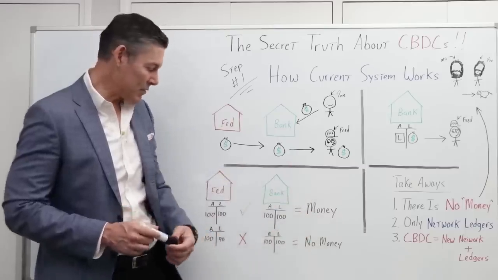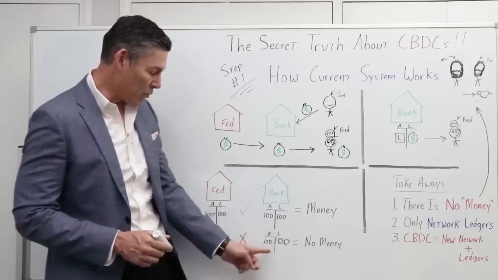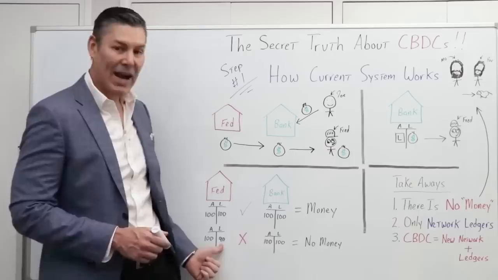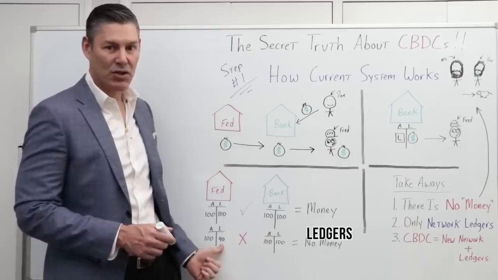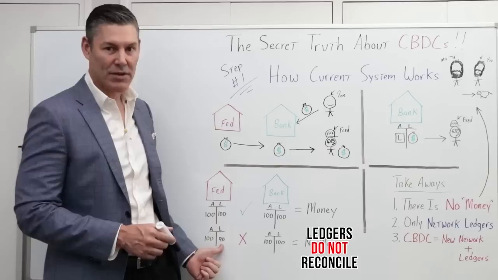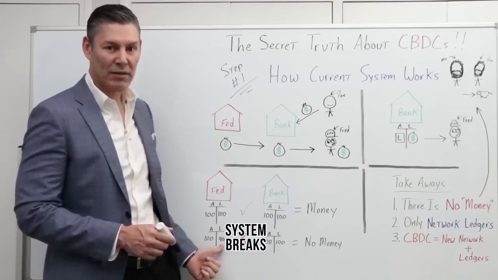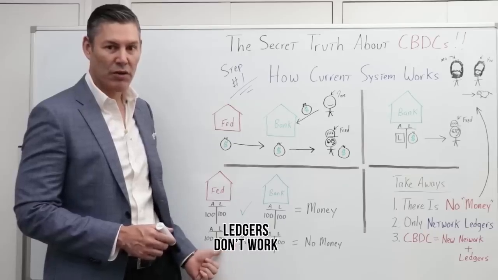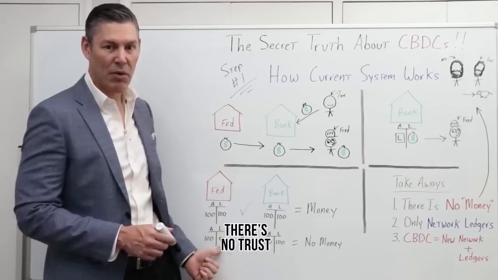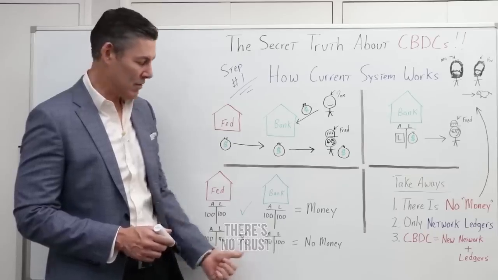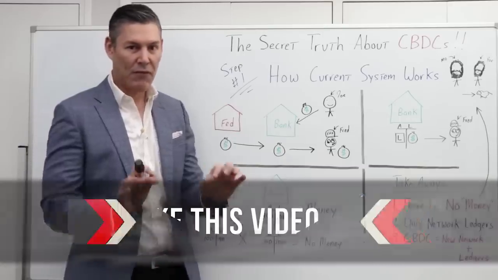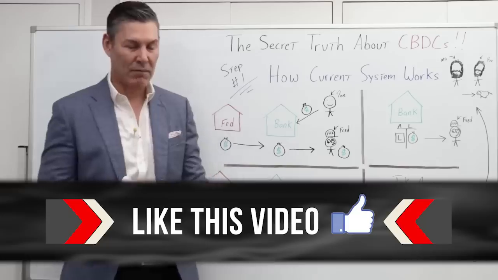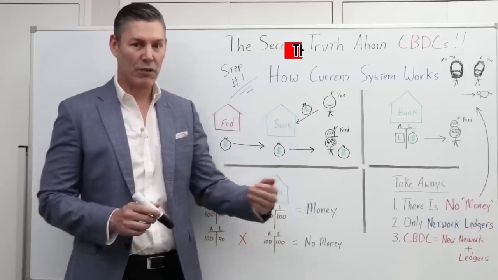But what happens if we have 100, 100, and 90? Now, all of a sudden, the ledgers do not reconcile. Something is wrong. Therefore, the system breaks, the ledgers don't work, there's no trust between counterparties, and all of a sudden, we have no money. And if you're not following this completely, don't worry about it. I'm going to explain it further throughout the rest of this video.